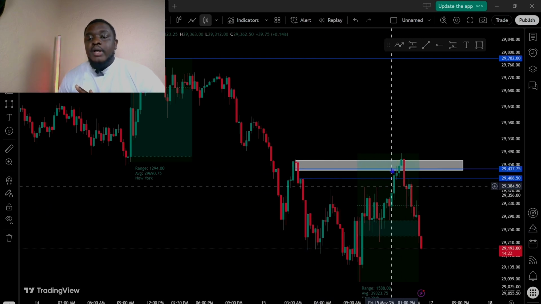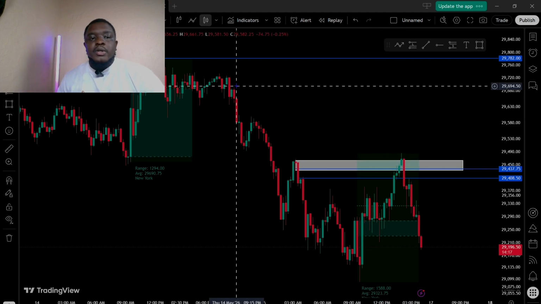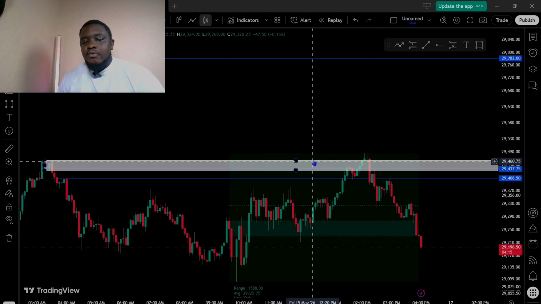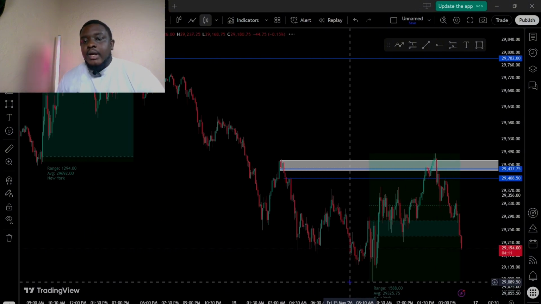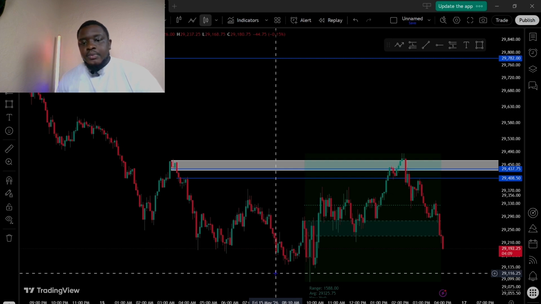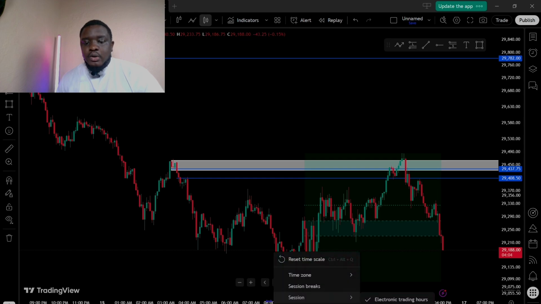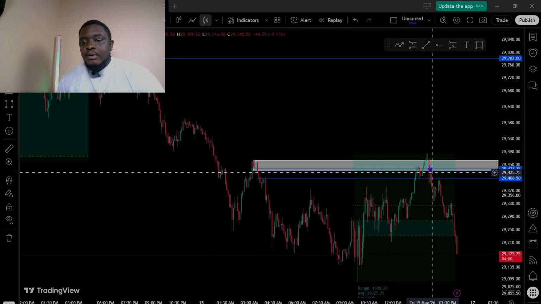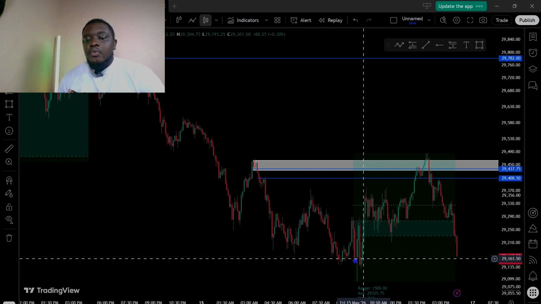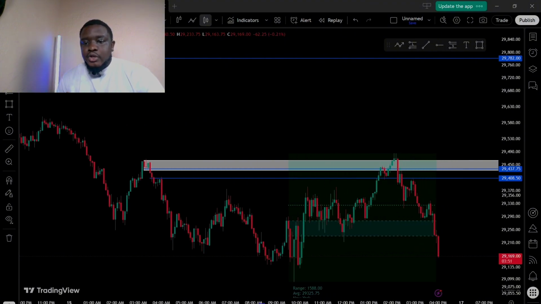So once we see price tap into here on the 15-minute time frame, we are going to go down to the 5-minute time frame. And the reason we're going to go down to the 5-minute time frame is so that we can have our sniper entries. Okay, so we see price tap into our zone on the 5-minute time frame, right? And now what we're looking for on the 5 minute time frame is a break of structure.